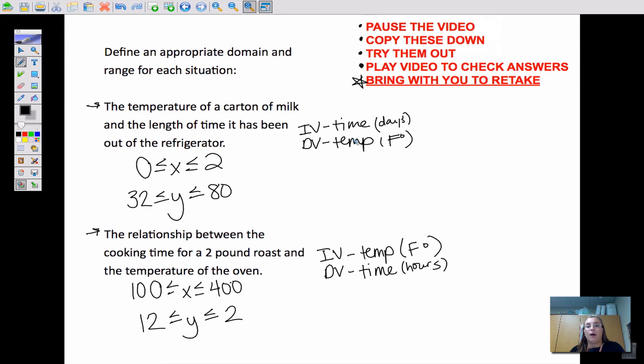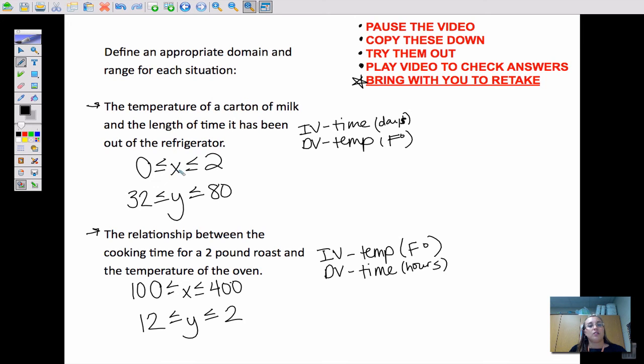We're not going to talk about 100 days that this carton of milk was left out of the refrigerator, because that would probably be ridiculous. And at that point in time, the temperature of the milk wouldn't really matter anymore, because it's just going to be the same after a certain number of days. And I described my independent and dependent variable in days and in degrees Fahrenheit, so you'd want to make sure you include that information for me, so that I know what you're describing.